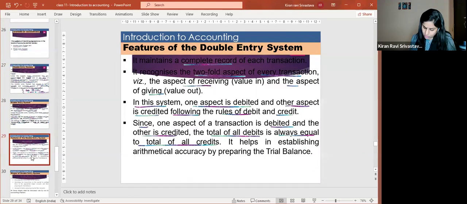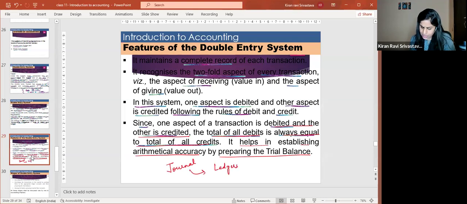Since one aspect of a transaction is debited and the other is credited, the total of all debits is always equal to the total of all credits. It helps in establishing arithmetical accuracy by preparing the trial balance. As I told you in the last class, once we prepare the journal, from that journal we post it into the ledger. And this ledger is the summary of all the debit and credit accounts, which we post in the trial balance.